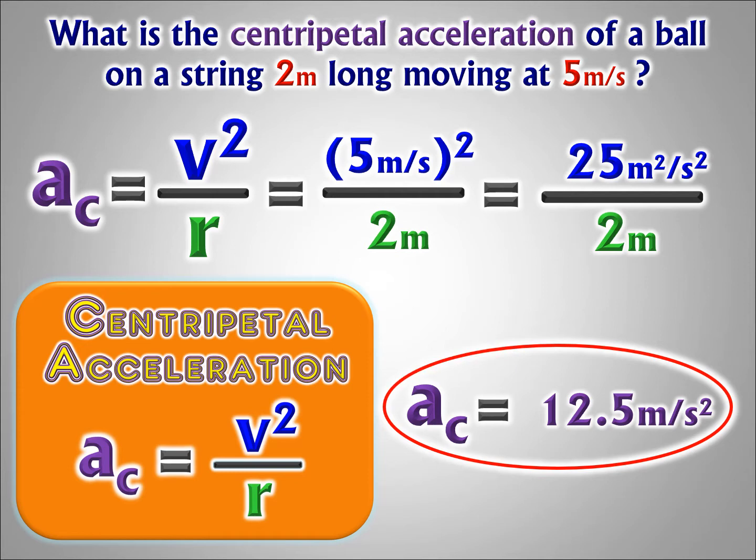So that is the centripetal acceleration of a ball on a string, 2 meters long, moving at 5 meters per second. That means it is accelerating 12.5 meters per second squared toward the center of the circle. Centripetal acceleration is always toward the center.